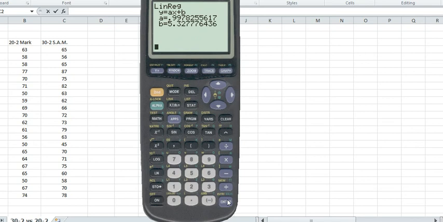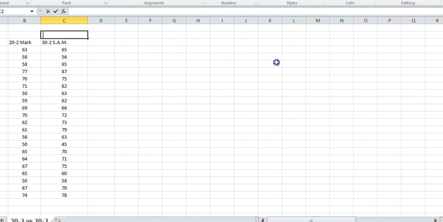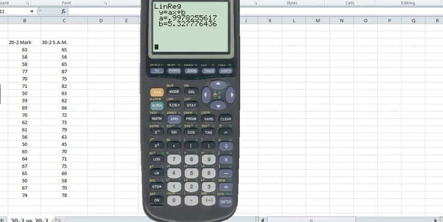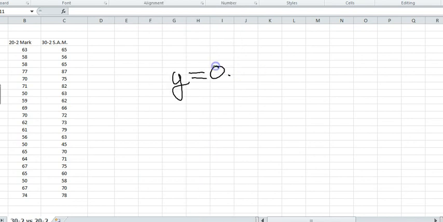Where did you get y1? So we have an equation which is y equals 0.998x plus 5.328.